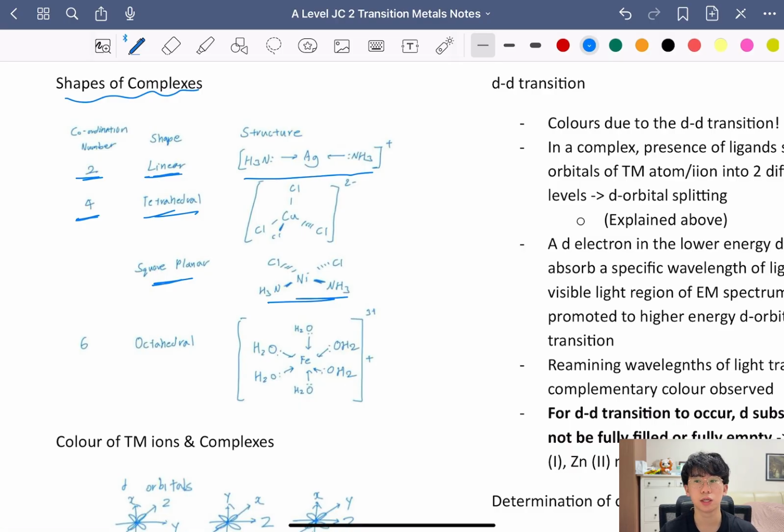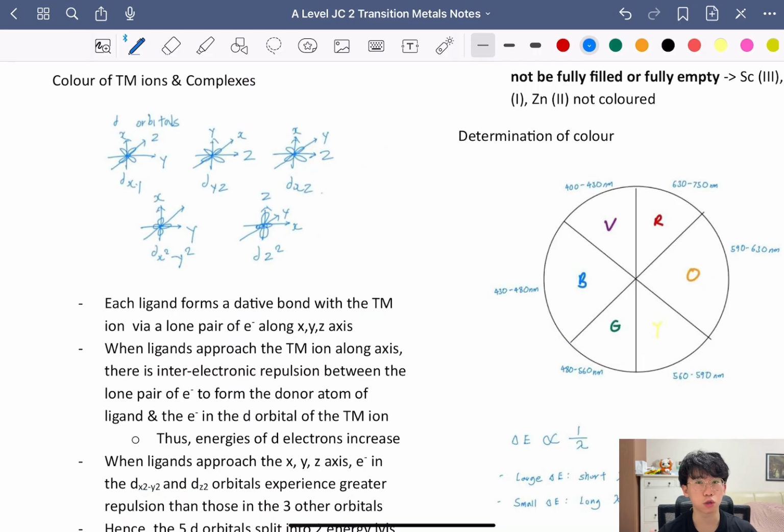Now which one is which? This tends to be learned from experience, and you just have to memorize some of the more basic and more common complexes that come out. For coordination number 6, it tends to be octahedral, and this is quite common for most complexes, 6 ligands, for example, Fe(H2O)6 3+.